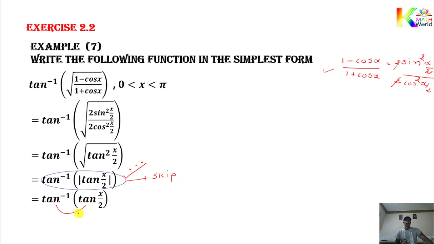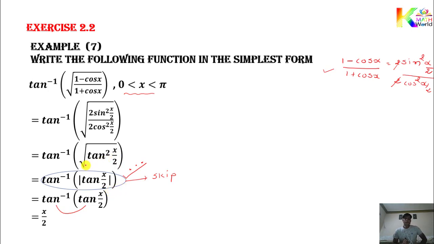Both are inverse of each other and the condition is already given. Why is this condition given? We can discuss that later. No need to check the condition as per your syllabus. So now what should be the answer? Both are inverse, so the answer is x by 2. Now I am going to discuss why this modulus is there.